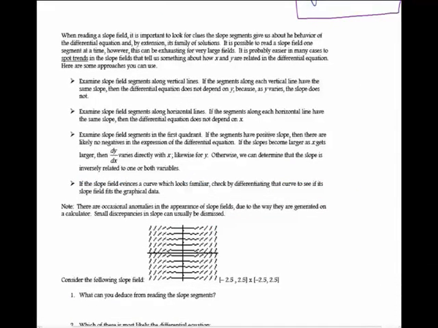All right, let's continue on with how to read a slope field. So some of you guys may remember some of this stuff from last year. Okay, so the first thing, when you are looking at a slope field, I want you to examine it along the vertical lines. So what I mean by that is if you are looking at the graph and it's got the same slope vertically, then that tells us something about the differential equation.